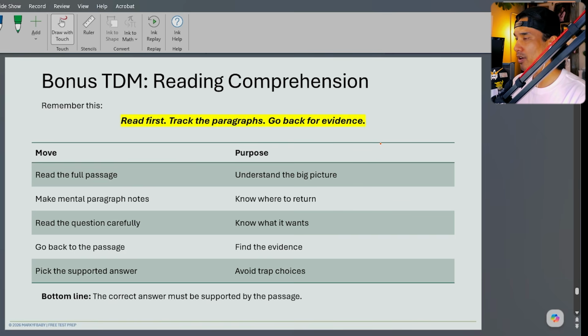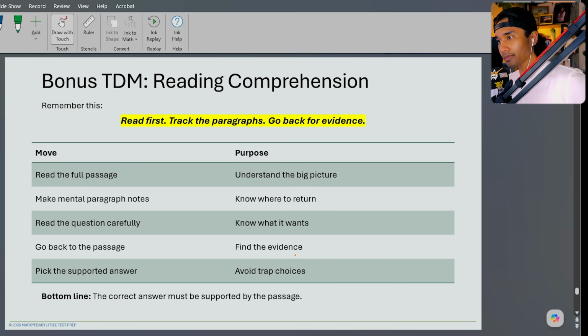When you read the passage first, the purpose is to understand the big picture. And then make mental paragraph notes while you are reading, okay? When you do that, you know where to return after you read the questions. You read the questions carefully, you've created these mental notes, you know what the question wants, okay? Go back to the passage. The purpose is to find evidence, okay? Because really the point of these questions is to just find enough evidence to support the best answer choice, okay?